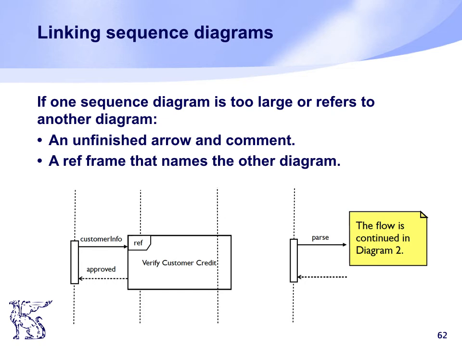To specify the reference fragment, you have to mention the word ref in the name box of the frame, and the name of the sequence diagram that is being referred will be inside the frame. Here in the first figure we have given such an example of a reference frame. Also you can give comments in your sequence diagram. Like here in the second figure we have shown that if your sequence diagram is too large, then you can just put a comment like this.